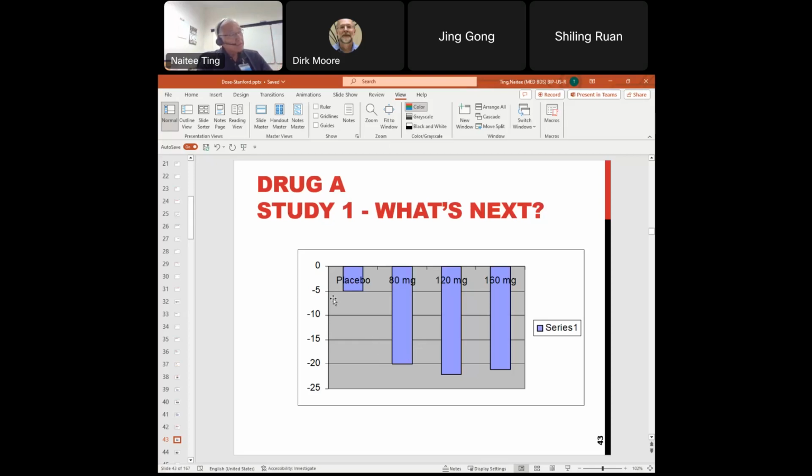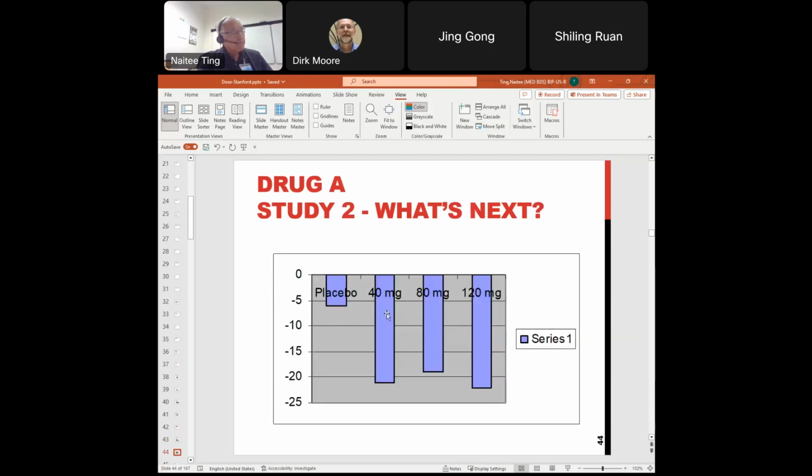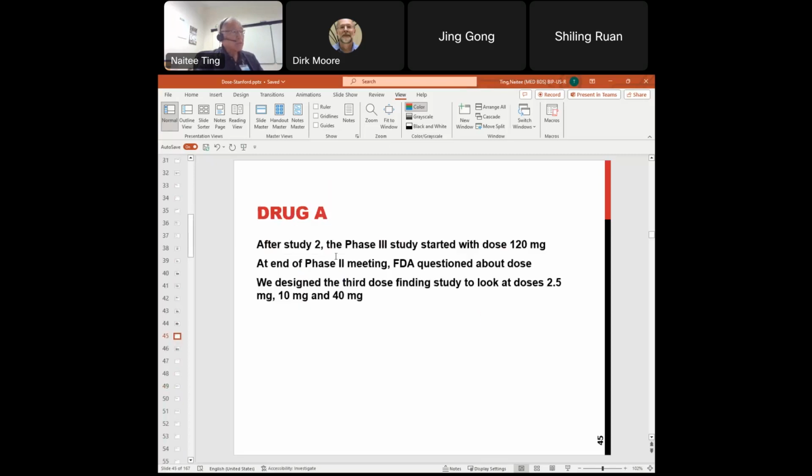Looking at these results, clearly the drug works. Placebo still improved maybe about 5 points, and the test drug improved about 20-some points. It's very impressive. So the first conclusion is the drug works. The next thing you see is that I didn't see a dose response. So it could be that 80 milligrams is too high, right? So we designed the next study, 40, 80, and 120. And then we went to phase 3. After study 2, the phase 3 study started with 120 milligrams.